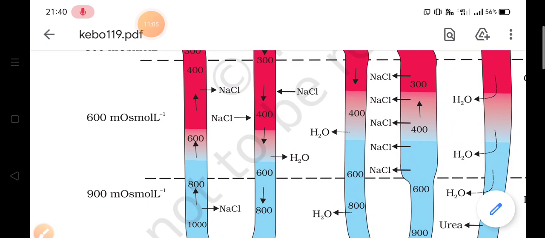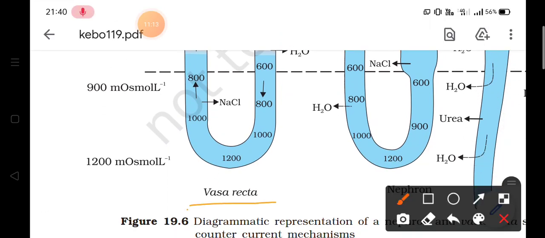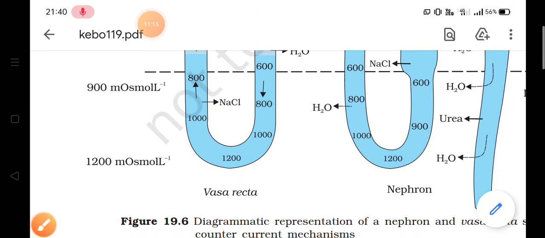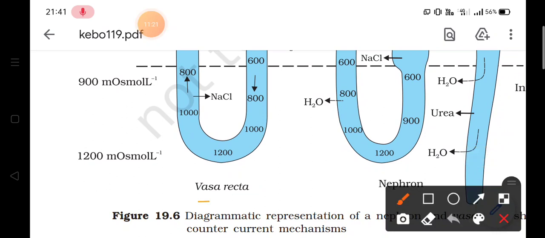Now this NaCl is transported by the ascending limb of Henle's loop. As we are able to see in the diagram, there are two loop-like structures shown. One is the vasa recta and the other is the nephron. So these two structures help in maintaining osmolarity and concentrating the urine. So here this gradient is mainly caused by sodium chloride and urea.